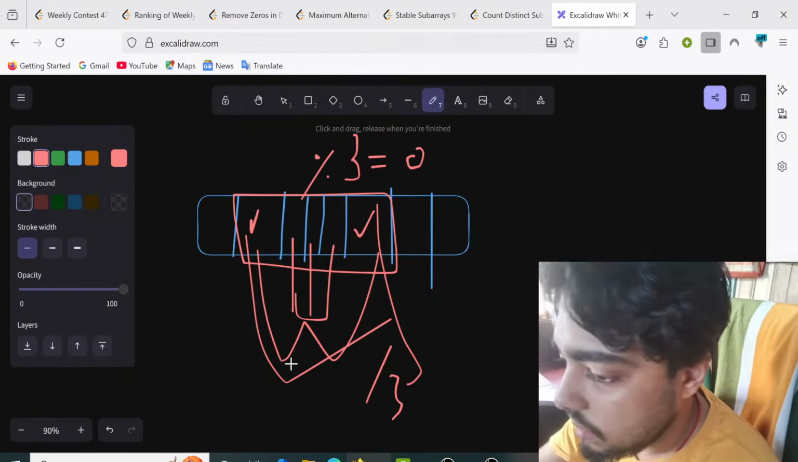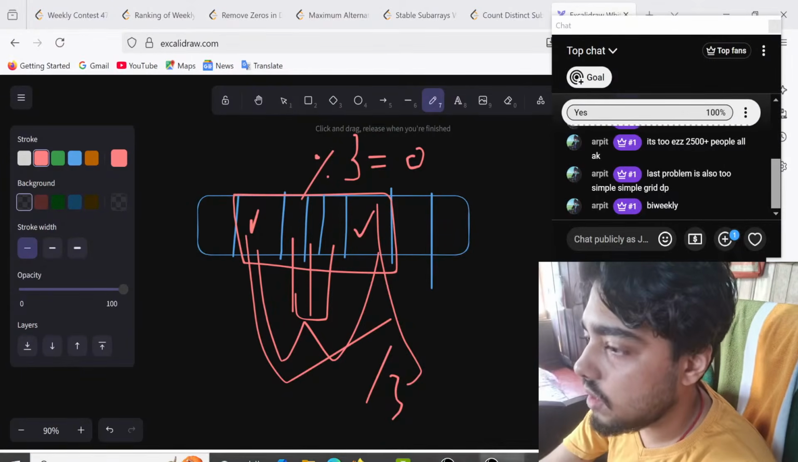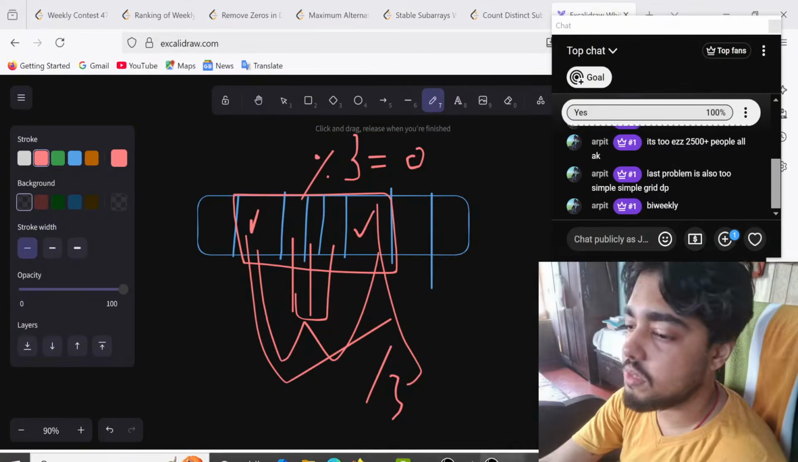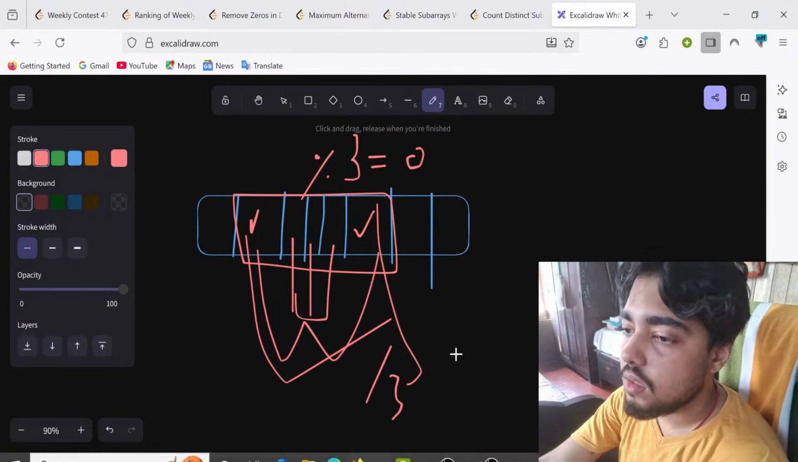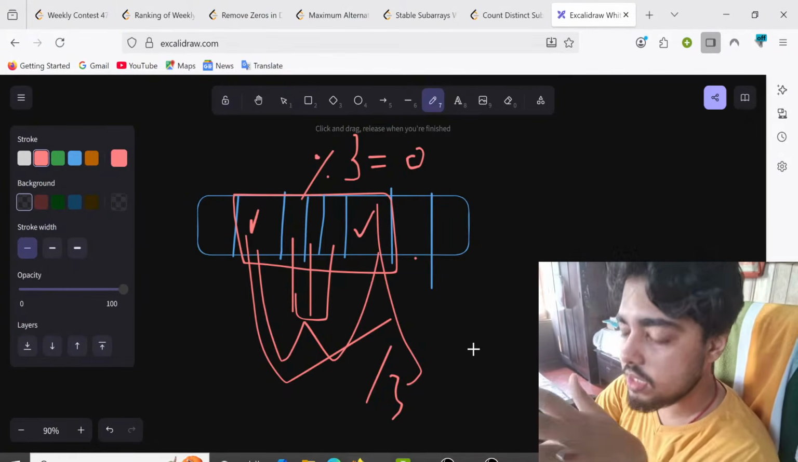Am I missing any comments? Just let me check once quickly. Okay, no comments. So, this is one of the methods to do that.